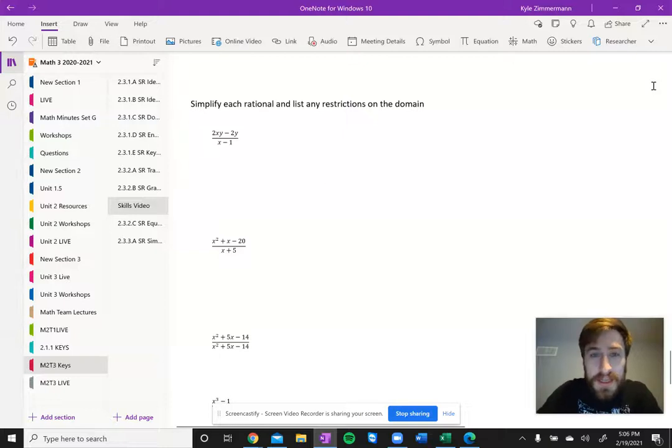Hey team, it's Mr. Z, and today we're going to simplify some rational functions while also describing any restrictions on the domain. Let's go ahead and take a closer look, shall we?